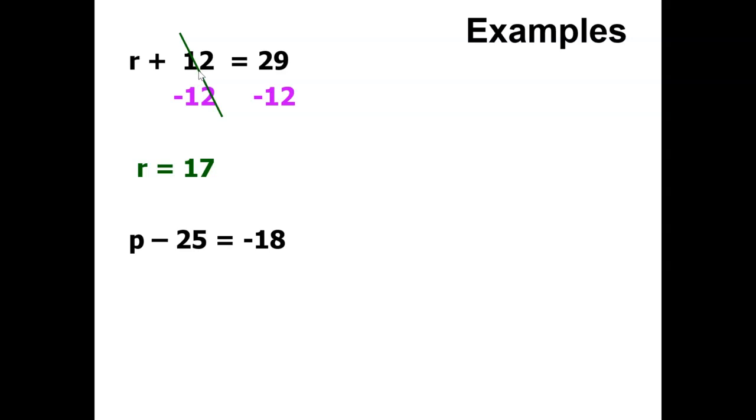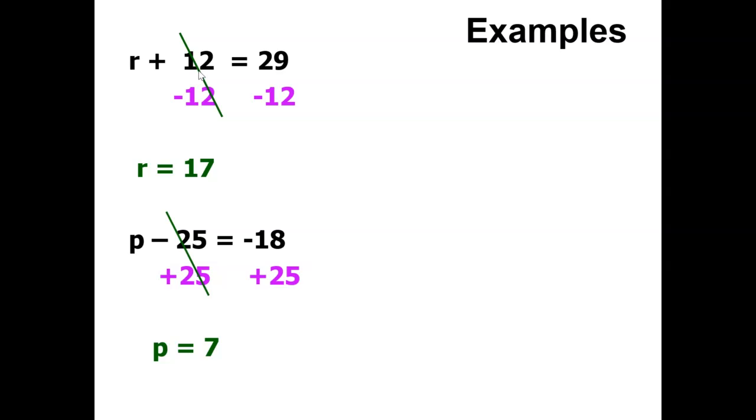Here's the second example. P minus 25 equals -18. I want P to be isolated, so I must get rid of -25. Opposite of -25 is positive 25. I must add positive 25 on both the sides. By doing it, I get rid of -25, and that becomes 0. So therefore, P equals -18 plus 25 will give me +7.